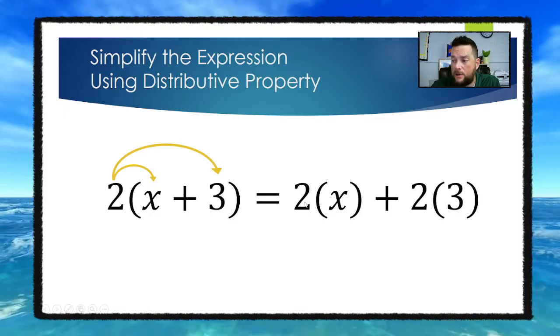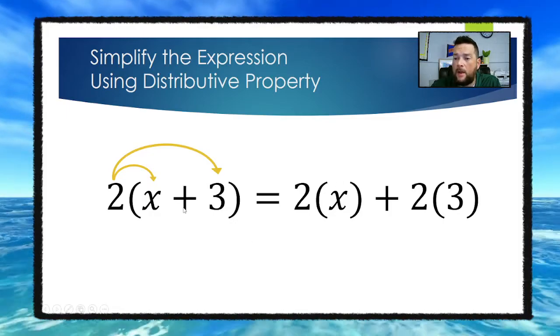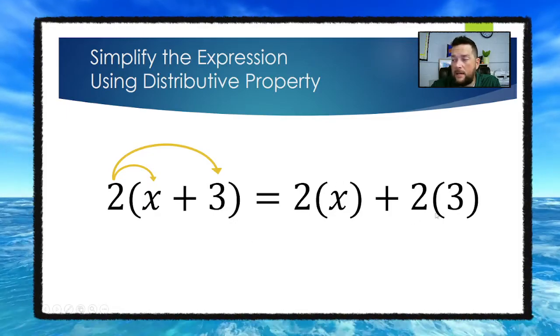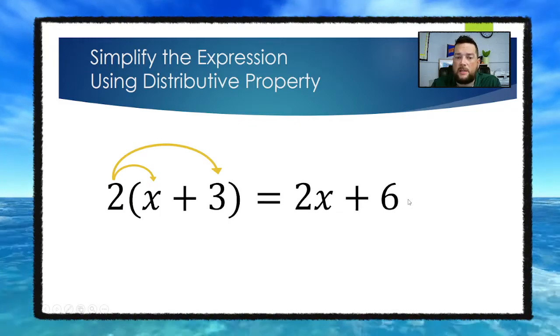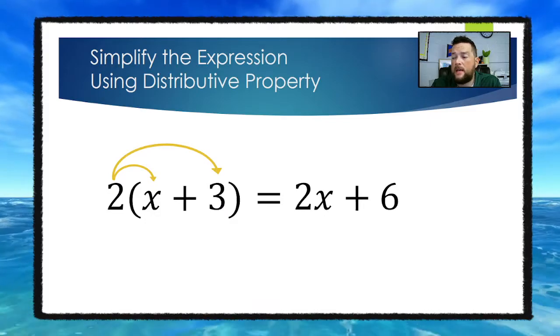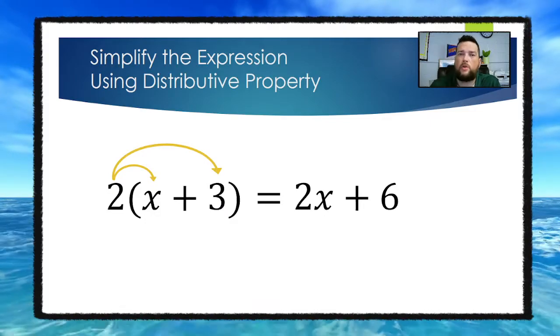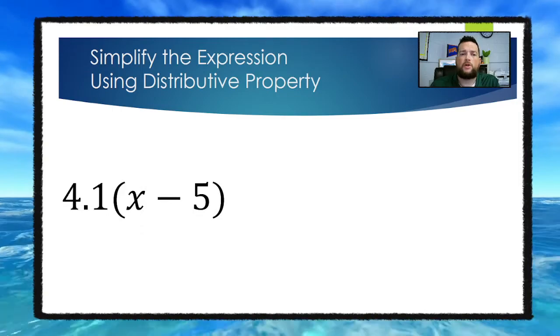2 times that x looks like 2 times x. Keep our plus sign, and then 2 times 3 looks like 2 times 3, and then we can simplify it on down. 2 times x is 2x, and 2 times 3 is 6. And we add those together. So the final answer is 2x plus 6. All right? Why don't you try this one?